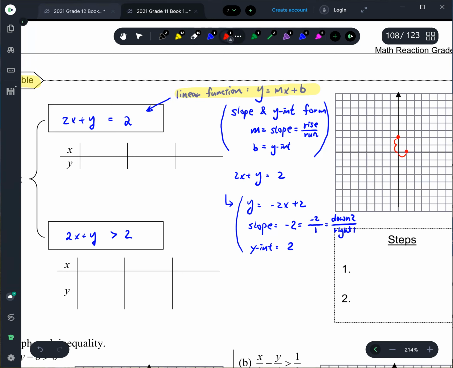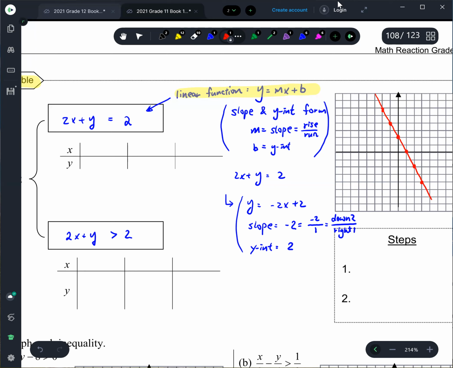You can continue the same pattern, down 2 right 1, down 2 right 1, or do the opposite: up 2 left 1 if you have the negative at the bottom. Up 2 left 1, it still stays on this line. So you get the y-intercept and then just use your slope to get all the points. Now grab a ruler and we'll connect all the points.